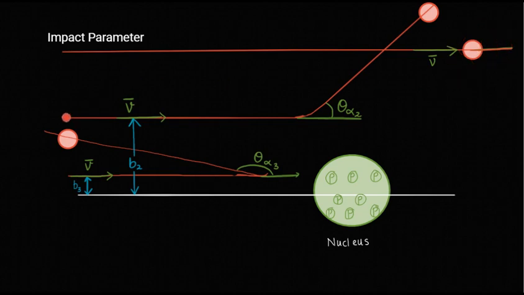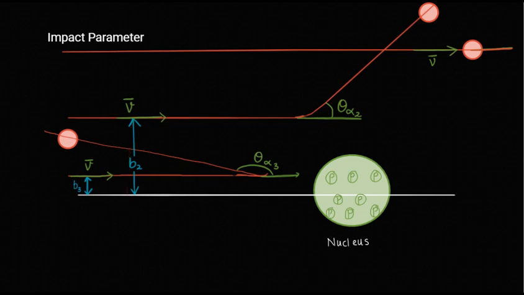Now consider the second case. If you have a medium impact parameter, there will be some small scattering angle on the alpha particle. If the impact parameter is very small, what happens? The scattering angle is very large because there is a large impact on the alpha particle due to the nucleus. So, can you see all these scattering angles? The angle at which the alpha particle is scattered depends on the impact parameter, this blue distance, the distance of the velocity vector from the center of the nucleus.